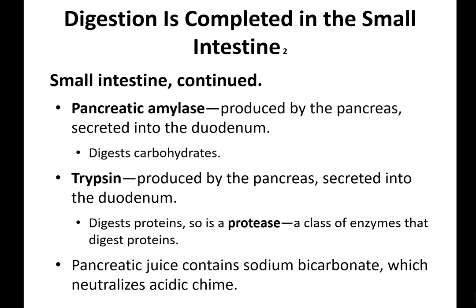Pancreatic amylase, which is produced by the pancreas and secreted into the duodenum, digests carbohydrates. Trypsin, which is produced by the pancreas, is secreted into the duodenum. That digests protein, and so does protease, a class of enzymes that break down proteins. The pancreatic juices contain sodium bicarbonate, which helps neutralize the acid.